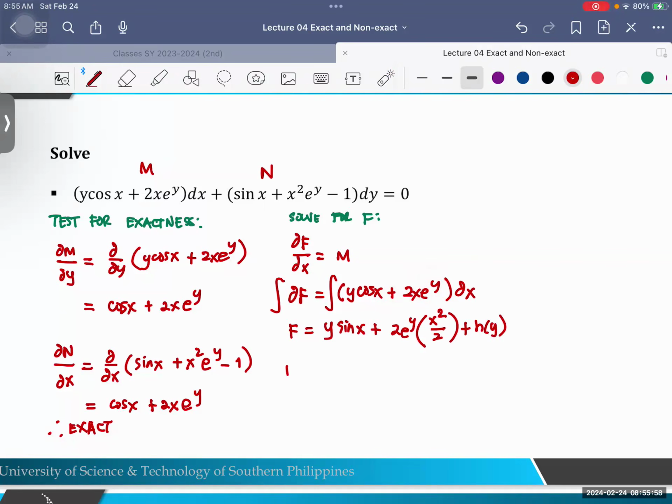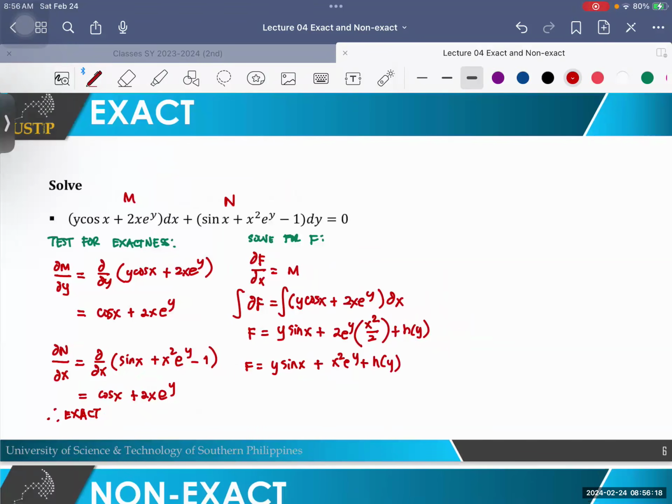So, f na to class will be y sine x plus, simplify na to class, it will become some function of y. Okay. So, let's solve for f in terms of n. So, the partial derivative of f with respect to y is equal to n. Okay, N na to here is sine x plus x squared e to the y minus 1 dy. Okay, anti-differentiate. This will become f here.